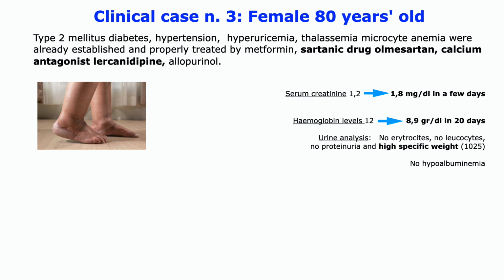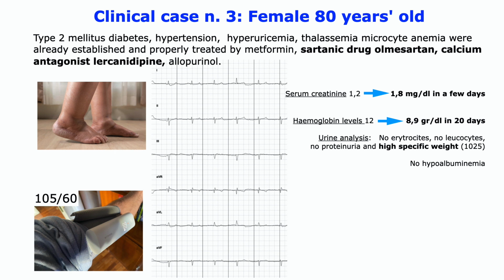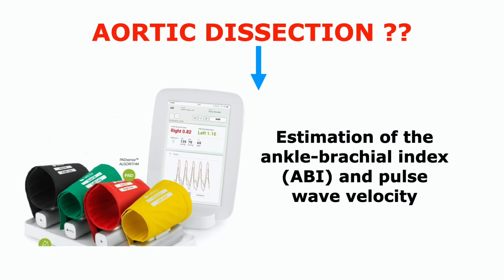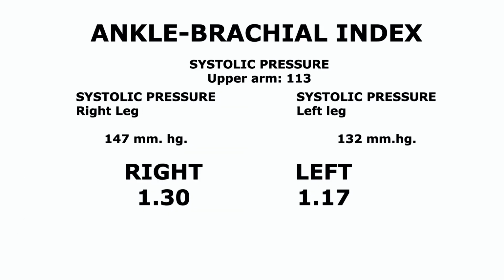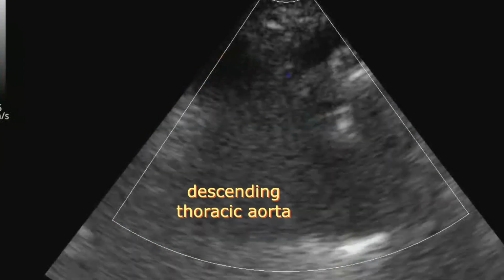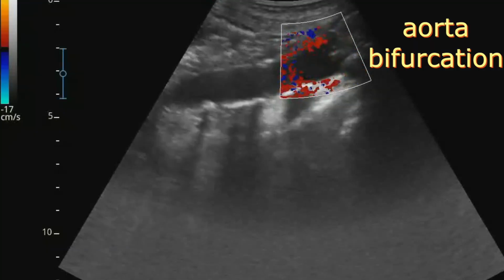of renal failure. During the physical examination, there was spotted hypertension, 105/60, with no compensatory tachycardia, and systole-diastolic heart murmur over the aortic valve. The heart murmur was apparently of recent onset. Therefore, the dissecting aneurysm of the aorta was investigated immediately. The normal ankle brachial index and the echocolor Doppler of the aorta from the aortic valve down to the iliac bifurcation ruled out any dissection.